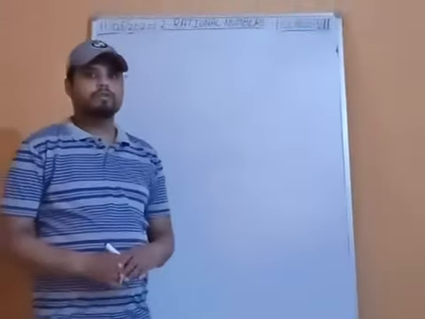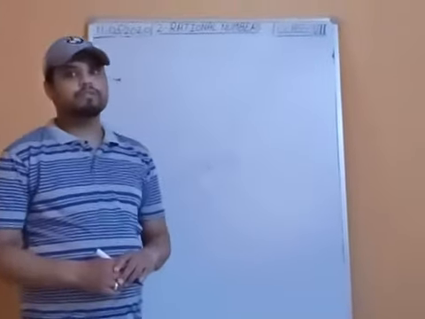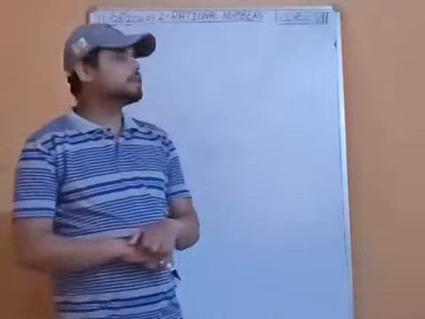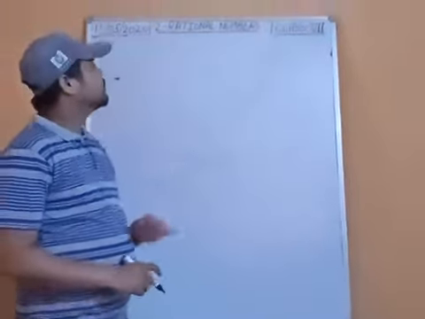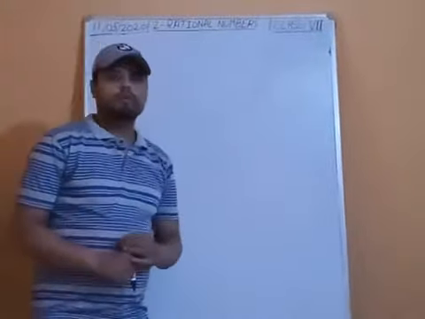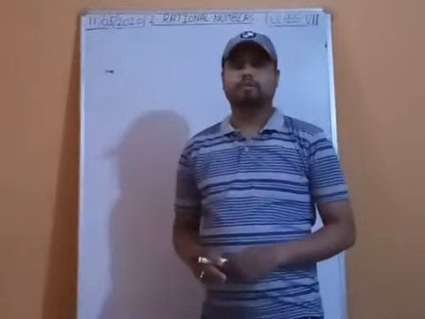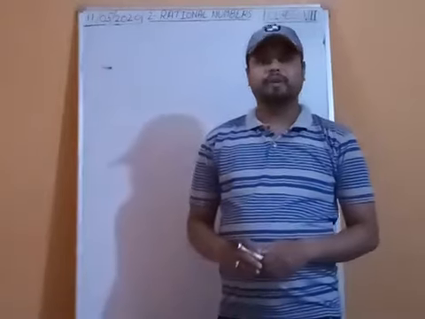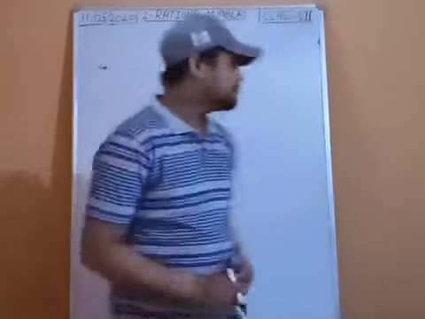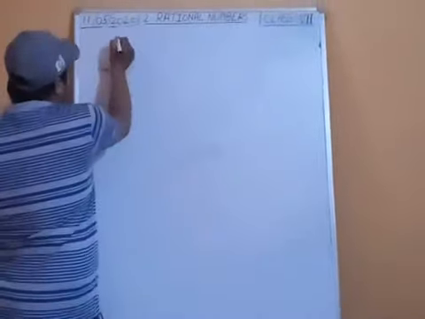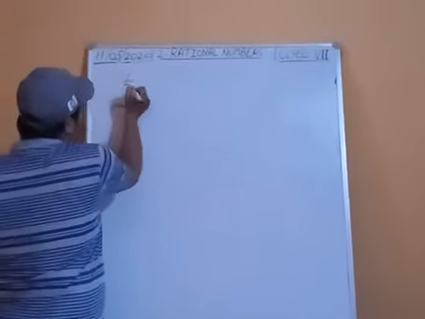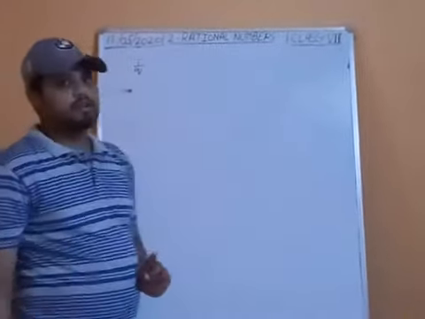Hello students. First chapter was integers, that is completed. Now second chapter is rational numbers. So first of all, we will understand what are rational numbers. The numbers which can be written in p upon q form, means fraction.